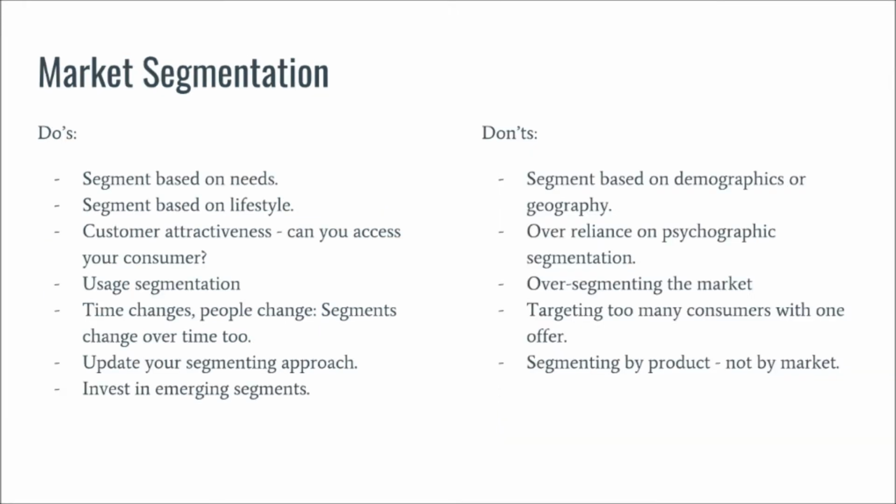So overall, some summarizing do's and don'ts of consumer market segmentation. Segments should be based on needs and lifestyles. The segment should be attractive in terms of profitability for the company. You have to constantly update your segmenting approach, and you have to invest in emerging segments. Like we talked about in our previous class, there are emerging segments, for example, immigrants who are coming into a country, or markets that you haven't targeted before but now look appealing.